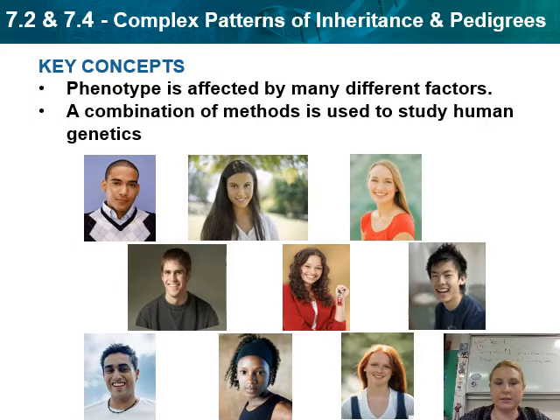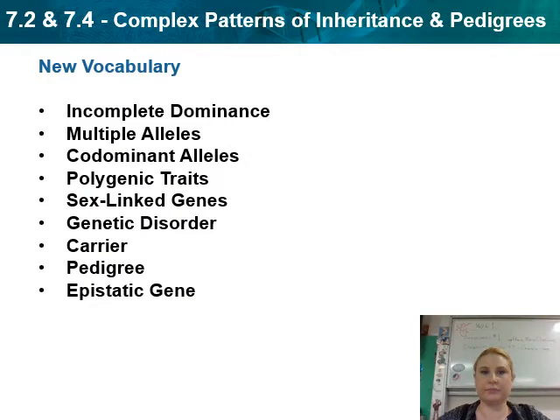So some of our key concepts, we've got phenotype. Remember, phenotype is your physical characteristics, is affected by many different factors, and a combination of methods is used to study human genetics. New vocabulary, we've got incomplete dominance, multiple alleles, codominant alleles, polygenic traits, sex-linked genes, genetic disorder, carrier, pedigree, and epistatic gene.